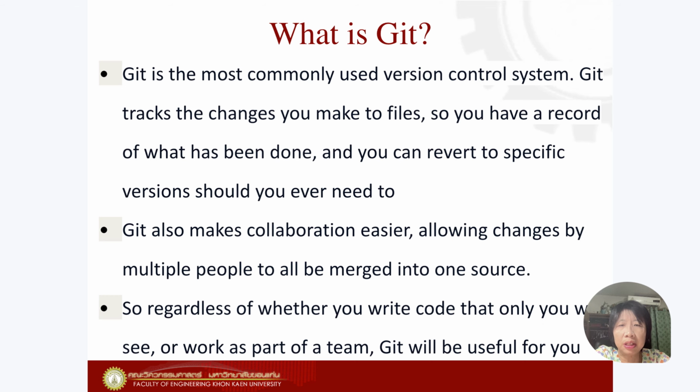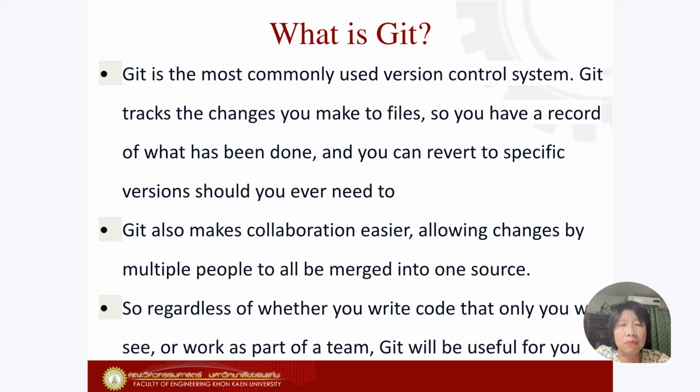Okay, so what is Git? Git is the most commonly used version control system. Git tracks the change we make to the files. So we have a record of what has been done and we can convert to a specific version that we want to. Right? Suppose we write a program and then we make a change, but that cause even more bugs and we want to go to the previous version.